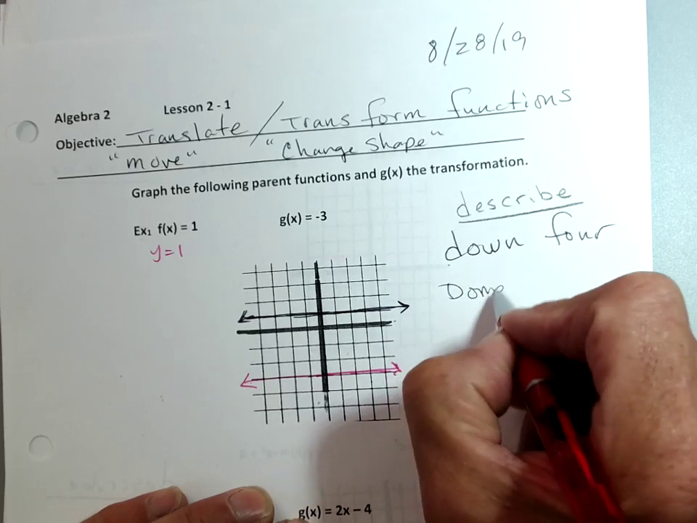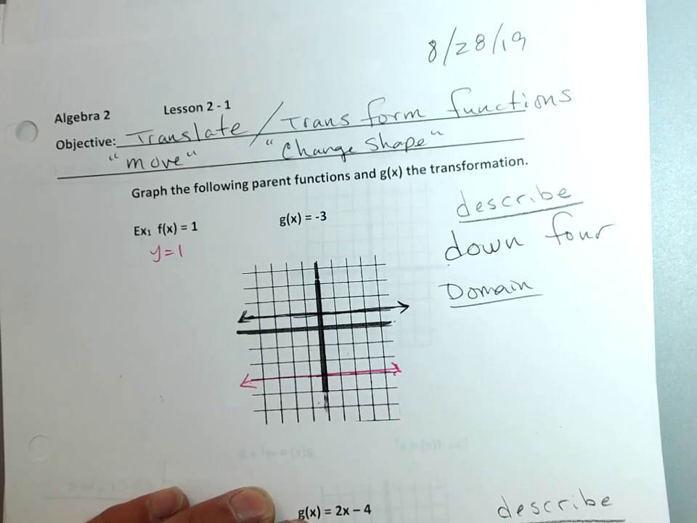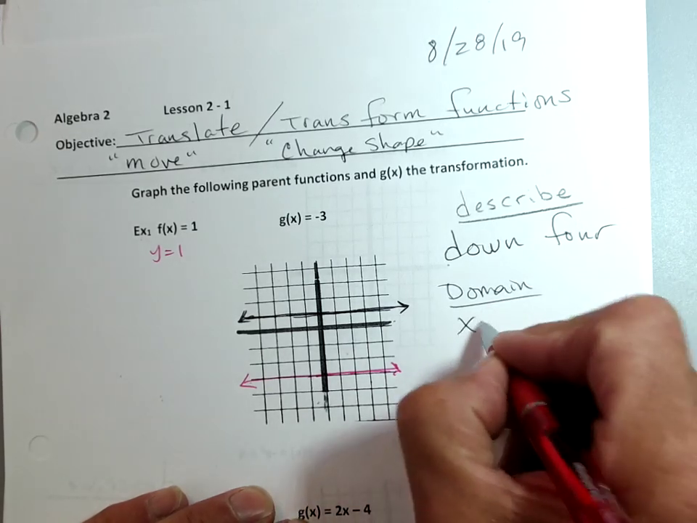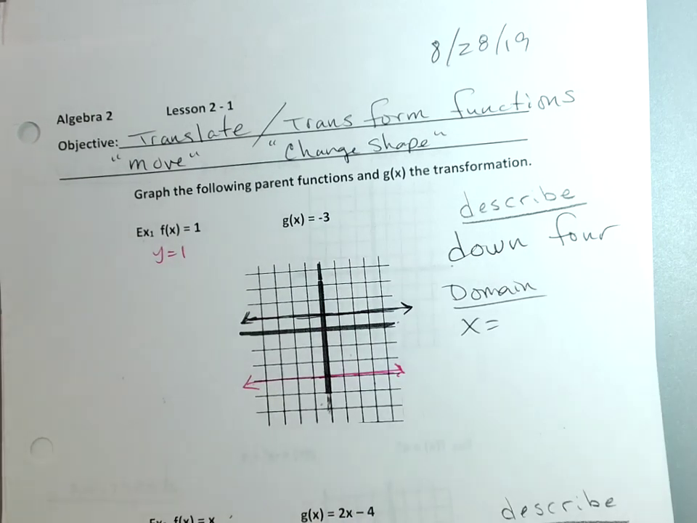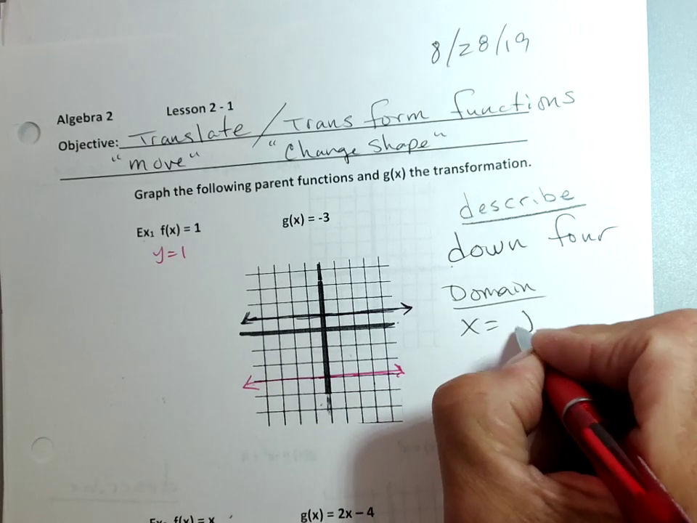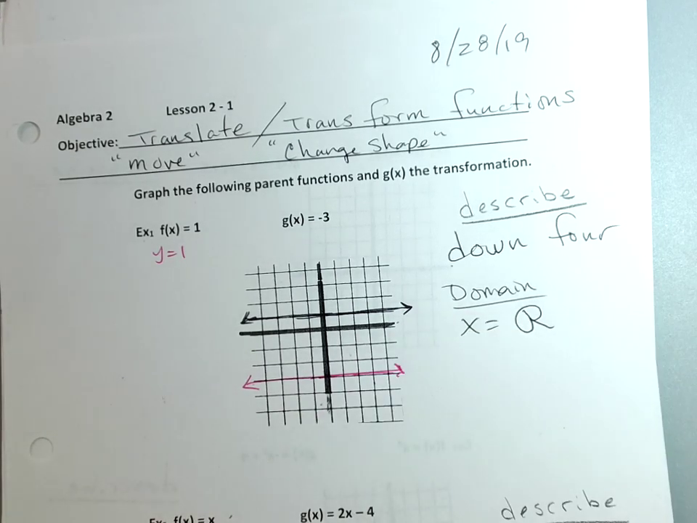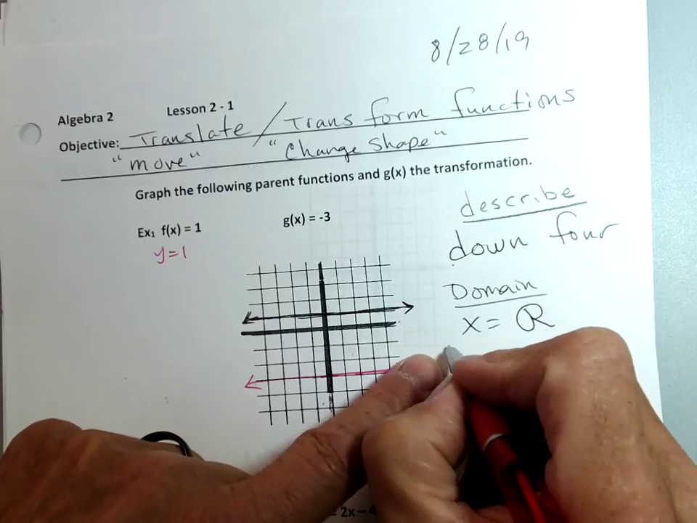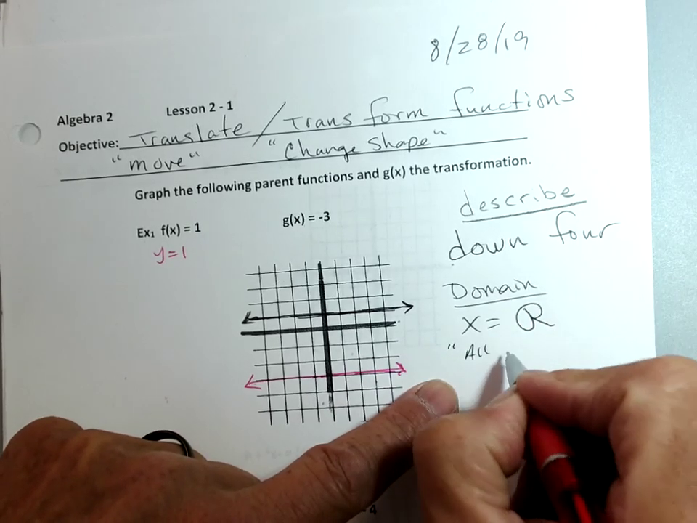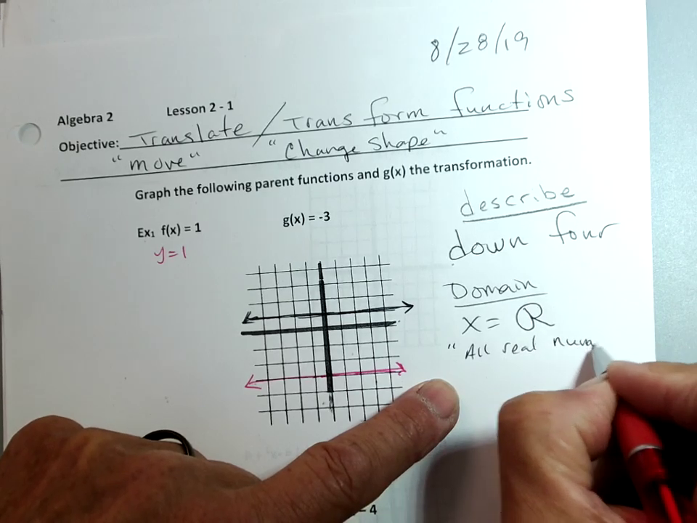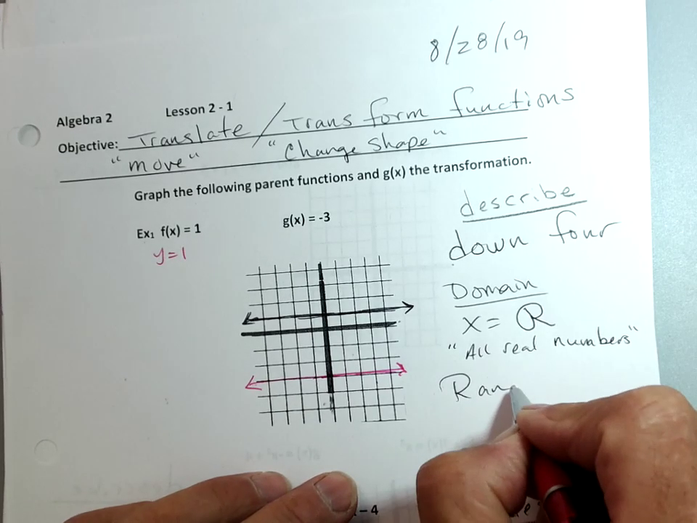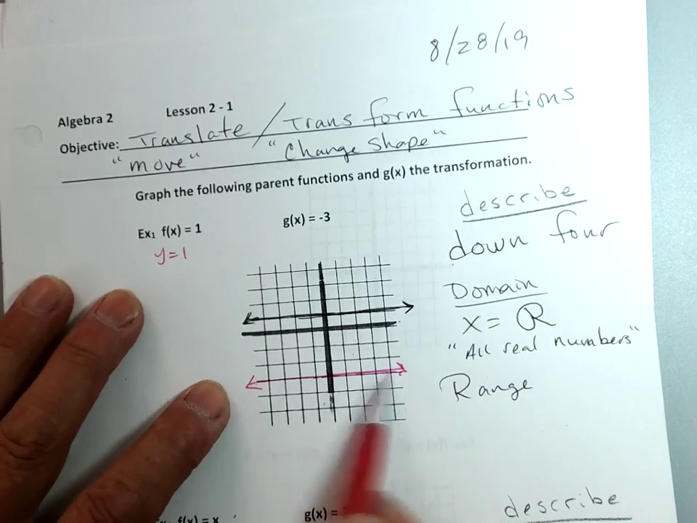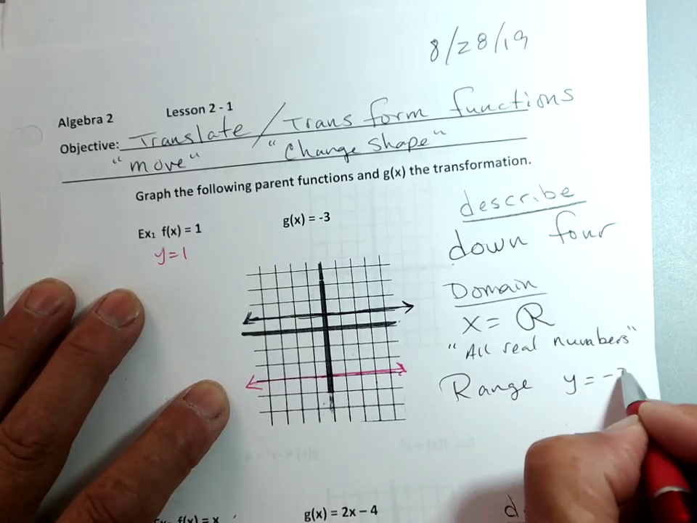Domain. What's my domain? How wide is it? It's infinite, right? So we're going to say x, because domain is the x variables. How wide is the x variable along the x-axis? x equals all real numbers. But I like the cursive capital R, because I don't want to write out all real numbers. You can count that on a test. Either one works. The symbol means all real numbers. Now, what about the range? How tall is it? It's just at negative 3, so y equals negative 3. Good, thumbs up.